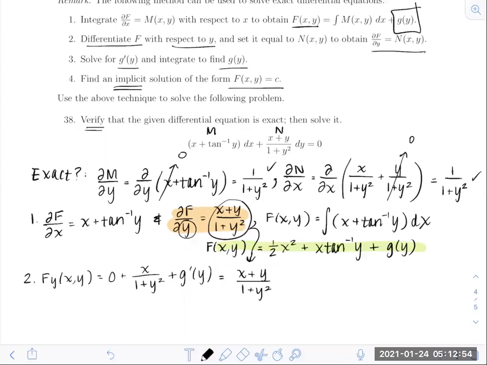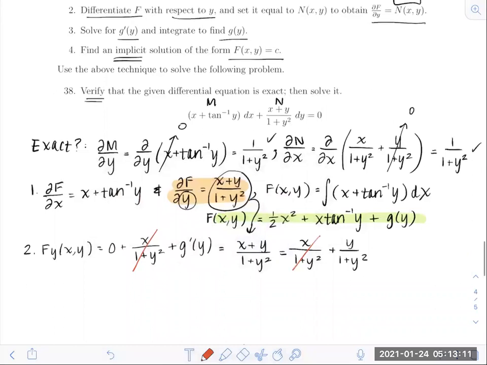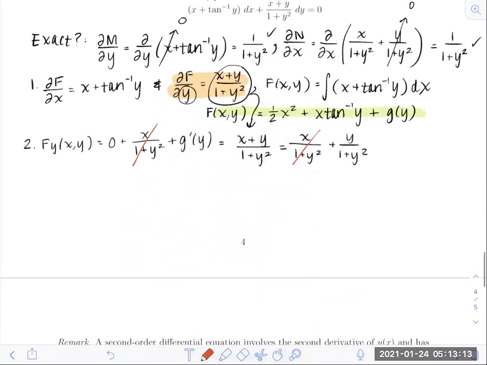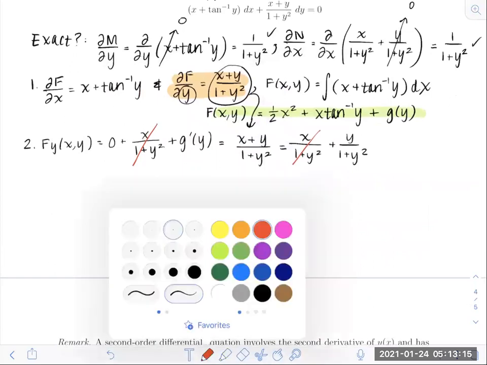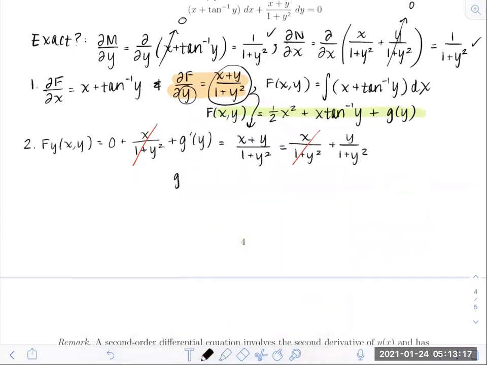Now here again, I think I'll go ahead and split this up as x over the denominator plus y over the denominator. And what I see here is two terms that are equal. I'll cancel those out on both sides of the equation. And now I can equate what's left over. So I have g prime of y equals y over 1 plus y squared.